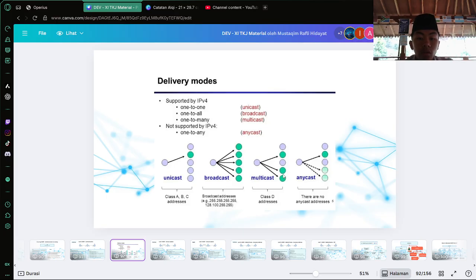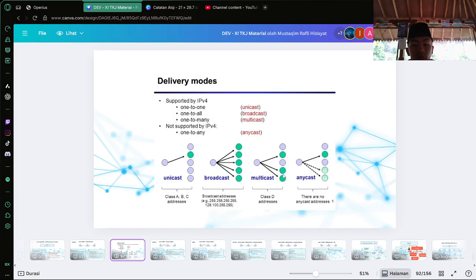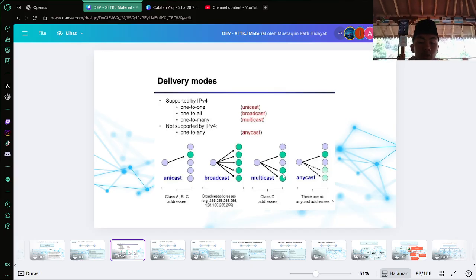Delivery modes. This slide provides a high-level explanation of different IP delivery modes, which is a foundational concept for understanding how AJRV sends its packets. The first is unicast, one-to-one communication. A single sender sends data to a single receiver. AJRV uses unicast to send a reply to a specific neighbor.